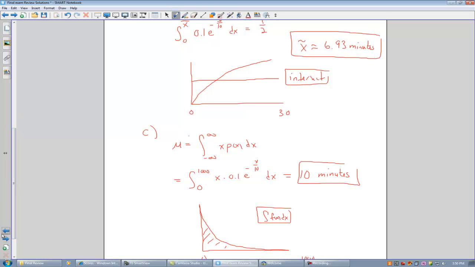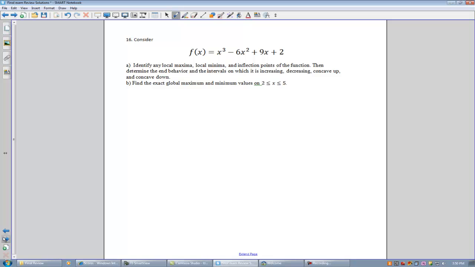Okay. The next problem we want to look at is one involving identifying the local maxima, local minima, and inflection points of the function, determining the end behavior and intervals on which it's increasing, decreasing, concave up, and concave down. And we want to use the same function to find the global maximum and global minimum values for 2 less than or equal to x less than or equal to 5.